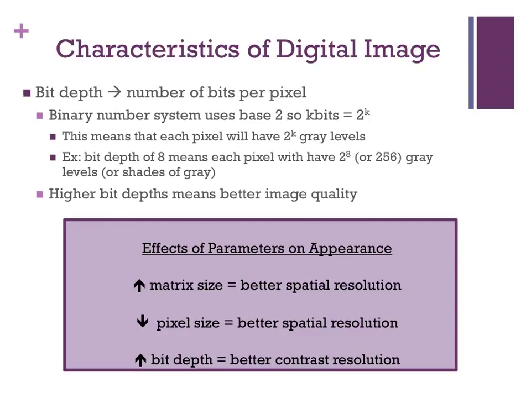So a higher matrix size means that there is a better spatial resolution on the image. Lower pixel size also means a better spatial resolution. And the higher the bit depth equals better contrast resolution.